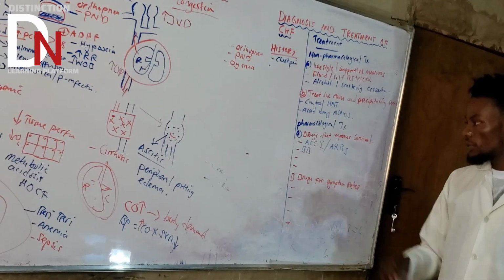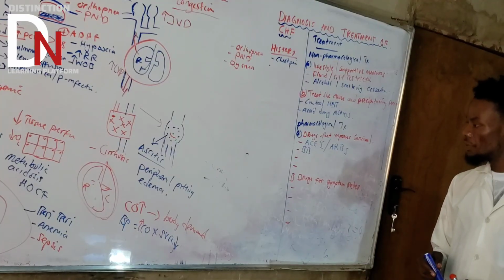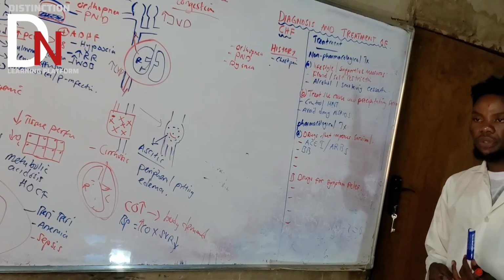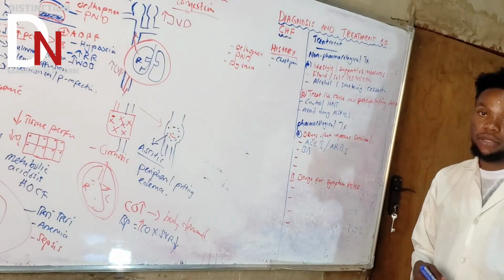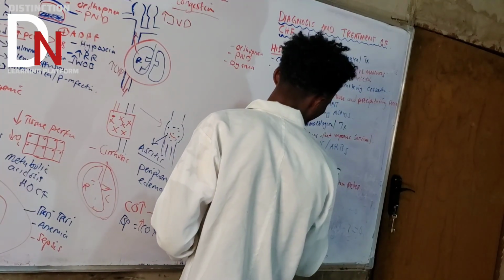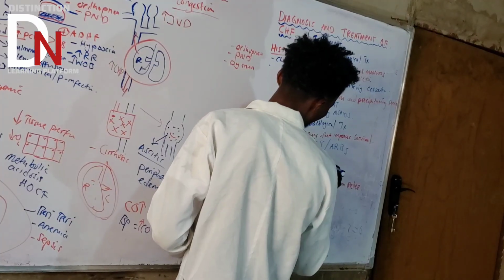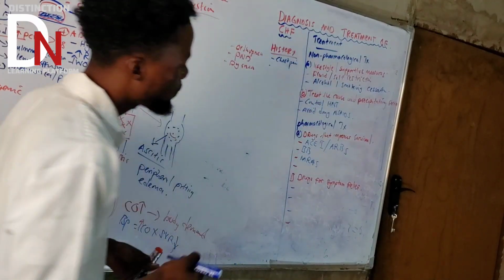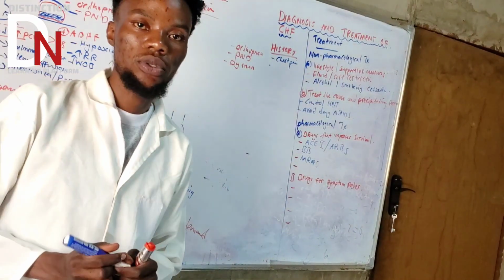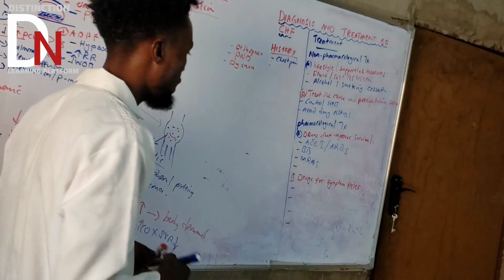What else? Also you can add on the drug that improves survival. You can also add on what we call mineralocorticoid receptor antagonists, like spironolactone. It has been shown that they improve survival as well.